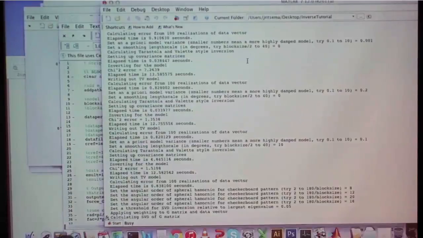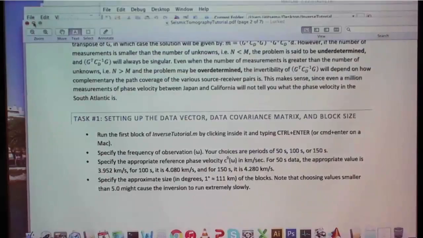They're going to be saved in whatever directory you ran your MATLAB. If you ran it successfully, it should have been the directory with the inverse tutorial. So they're all going to stay there. They won't pollute your computer, just that one place.